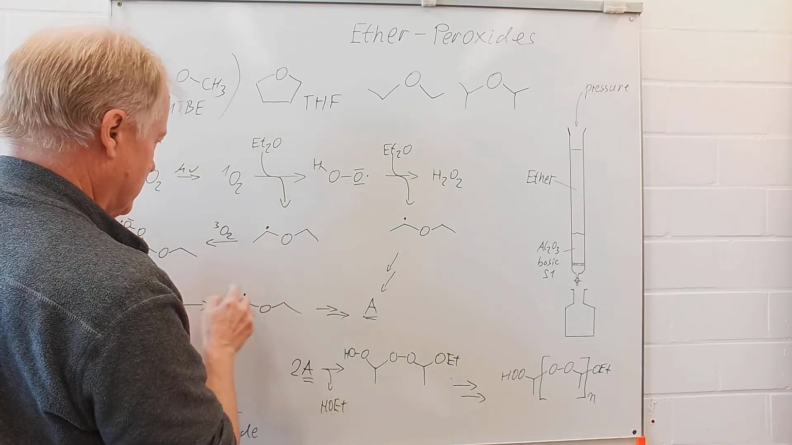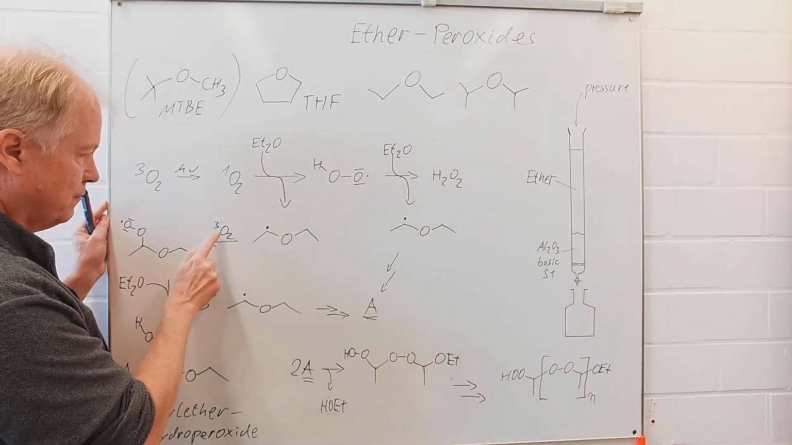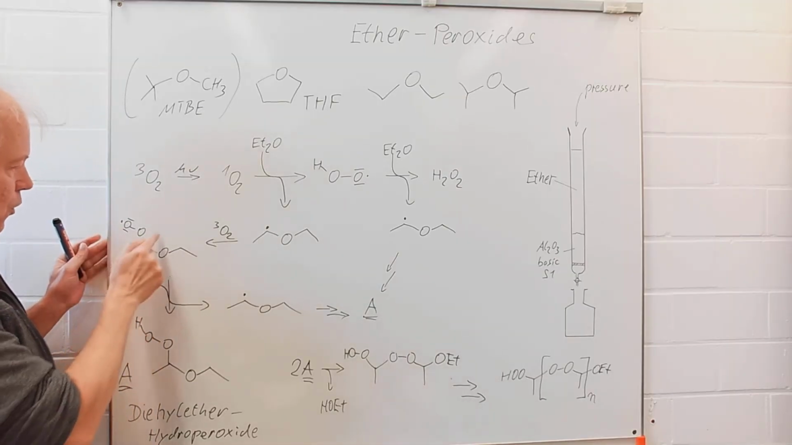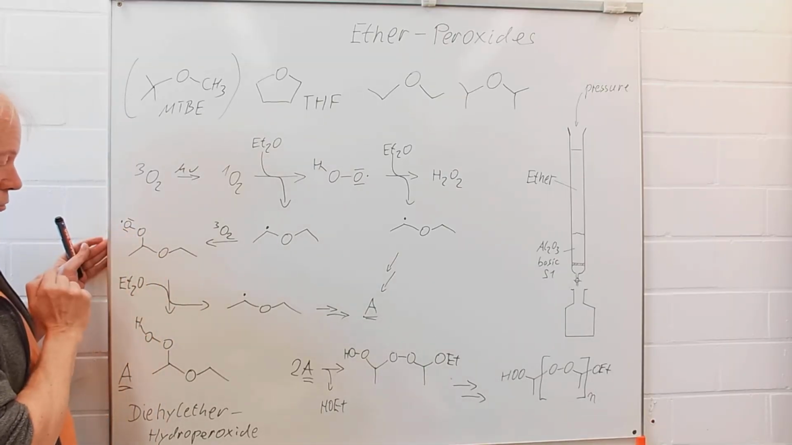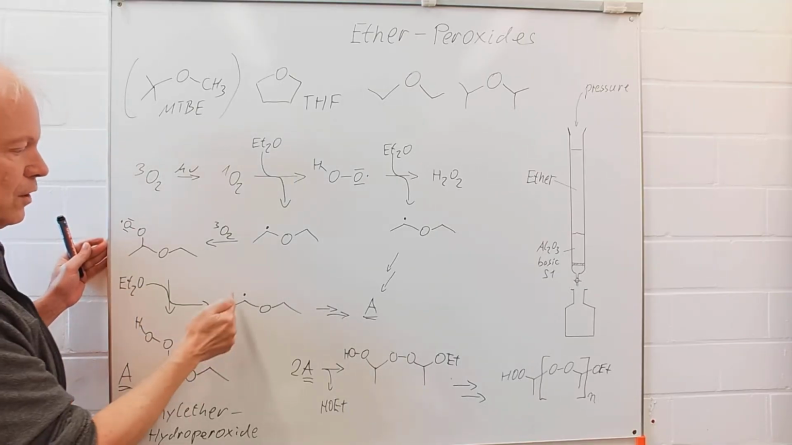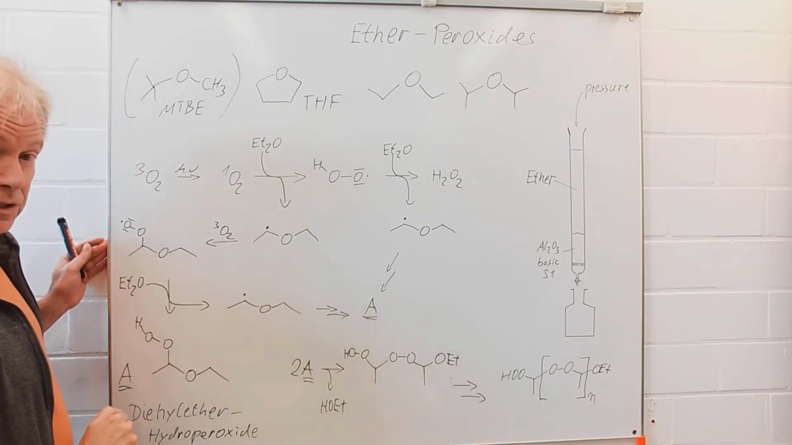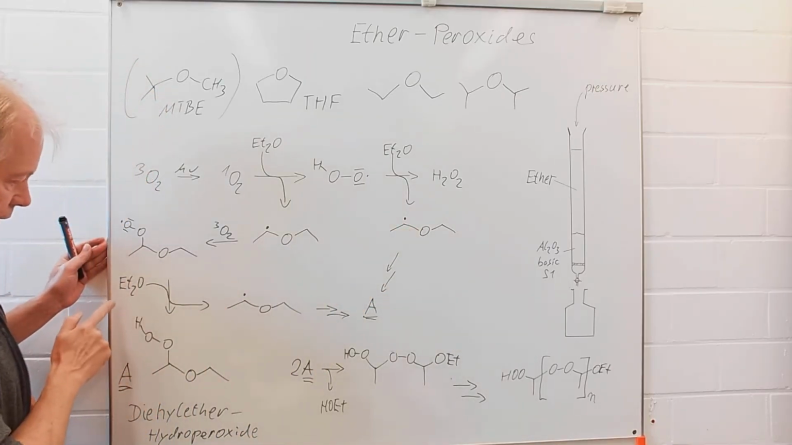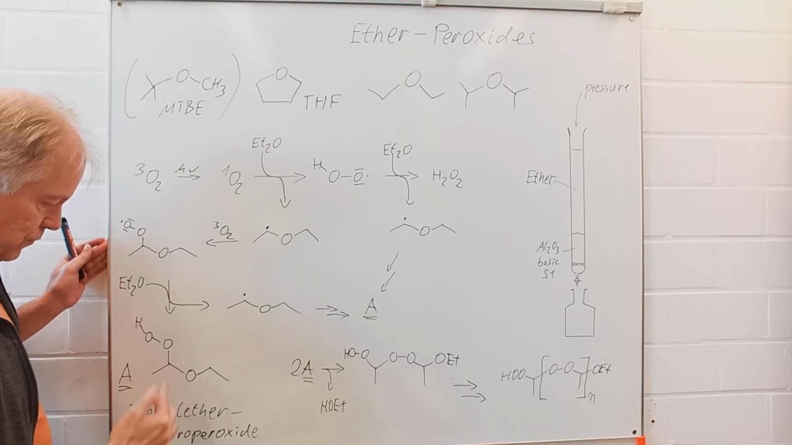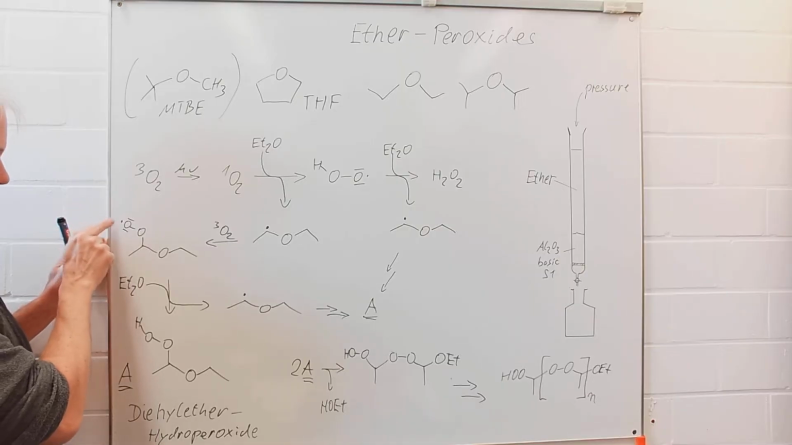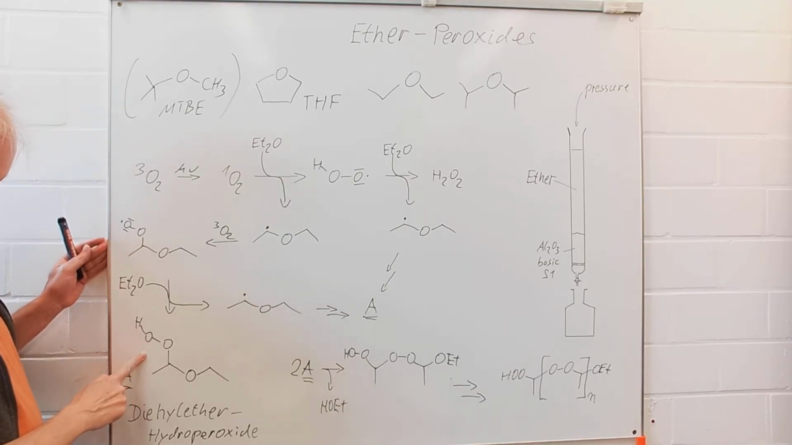So we have this radical, and that can react with oxygen already in the ground state, the triplet oxygen, forming this peroxy radical. That can now again react with diethyl ether, forming this type of radical again, which we already had here and here, and the diethyl ether hydroperoxide would be the result. So, just getting a radical hydrogen to this position will form that one.